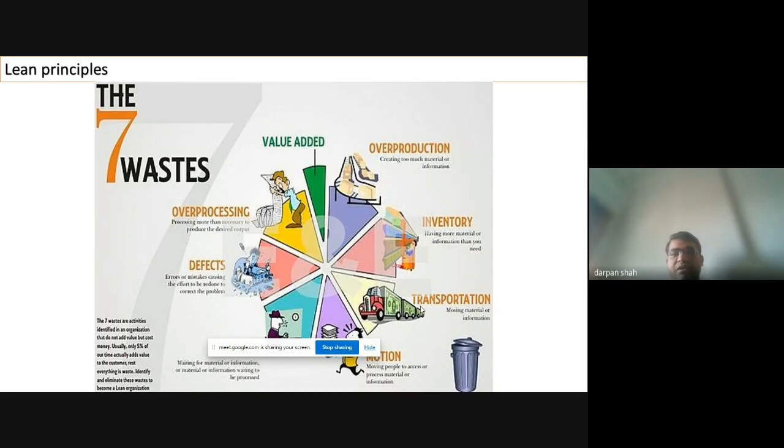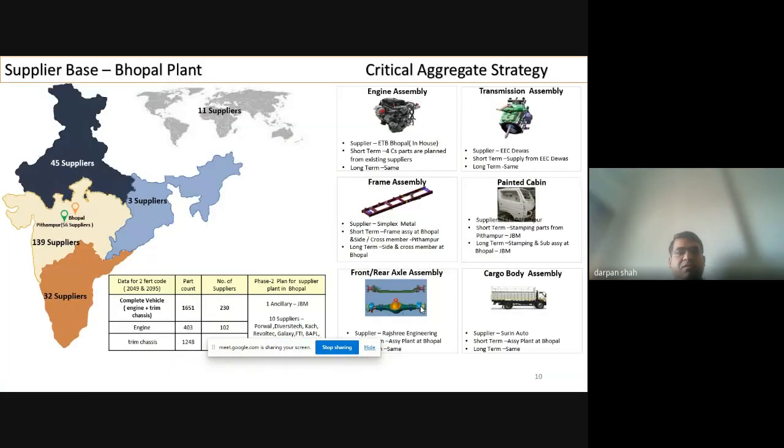So going forward, all these 7 wastes were taken into consideration on how to reduce this wastage in the overall design process. So just to brief you regarding some of the details of truck design, as you can see, there are overall 1651 parts which are basically required to be assembled, not actually manufactured.